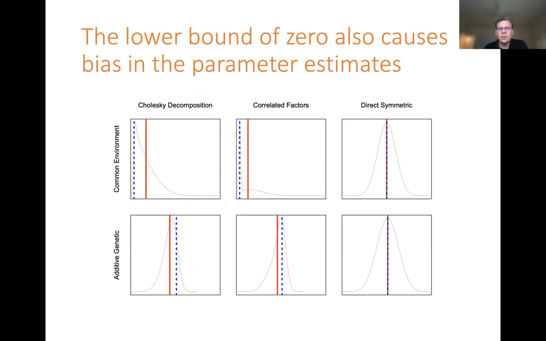And so I also mentioned that by bounding these parameters at 0, we would bias the parameters. So when we think about the Cholesky decomposition of the correlated factors model, our simulated effect of C equals 0 is in this blue dashed line here and here. But with the Cholesky decomposition in the correlated factors model, the observed value is higher than 0, whereas with the direct symmetric matrix, we don't have any parameter bias here.